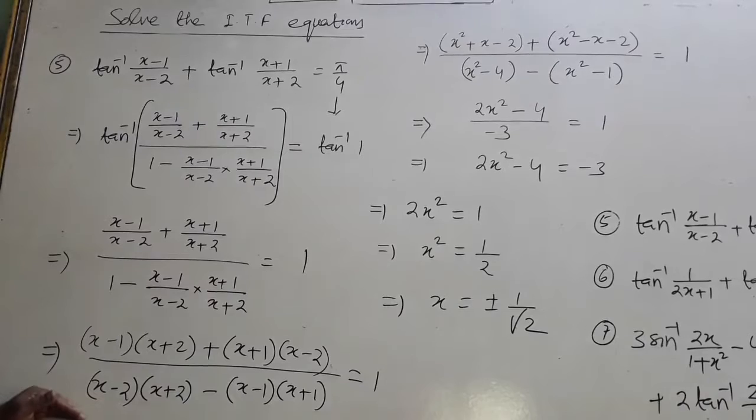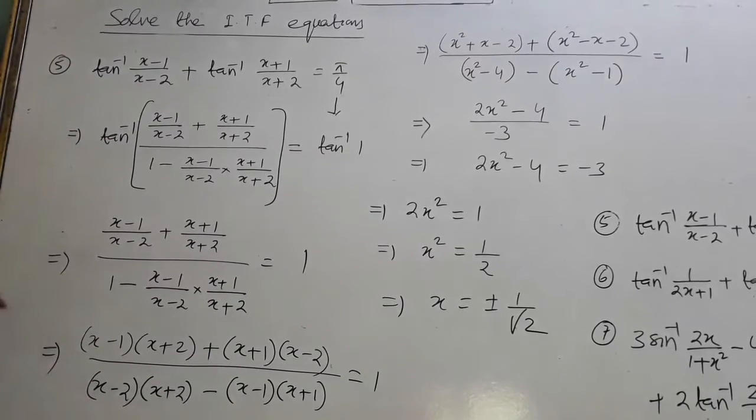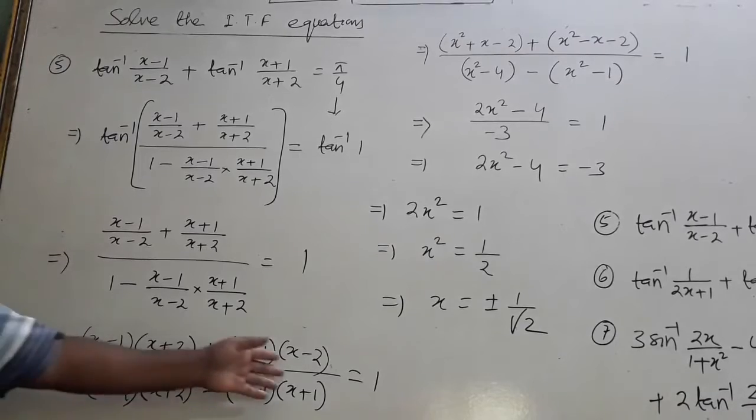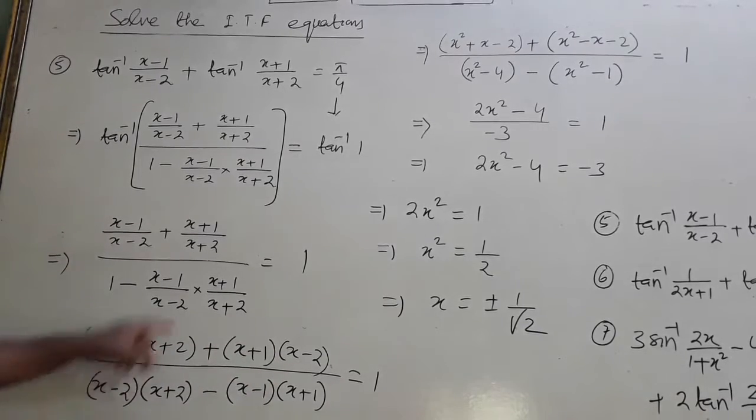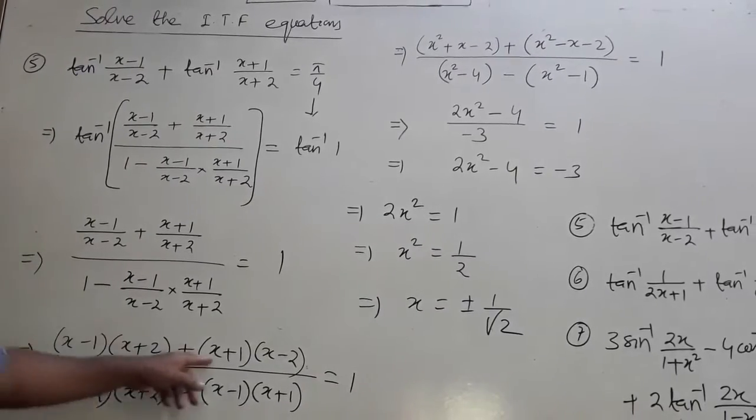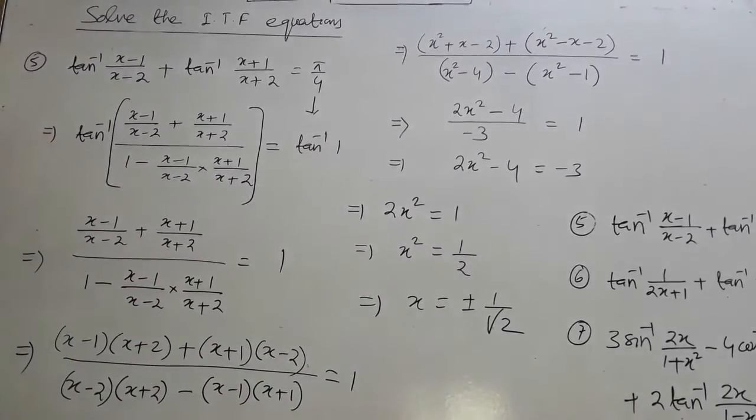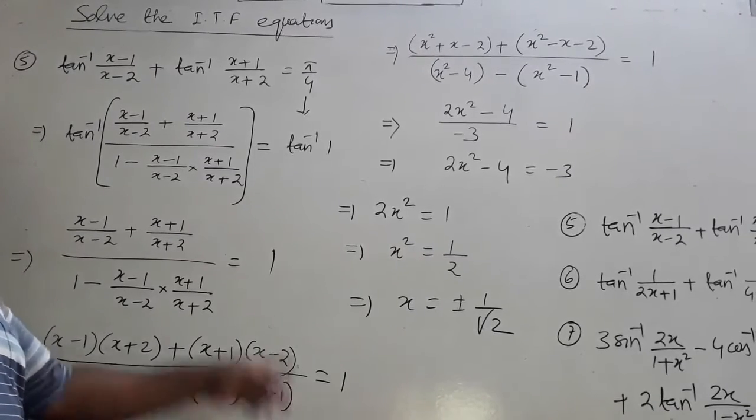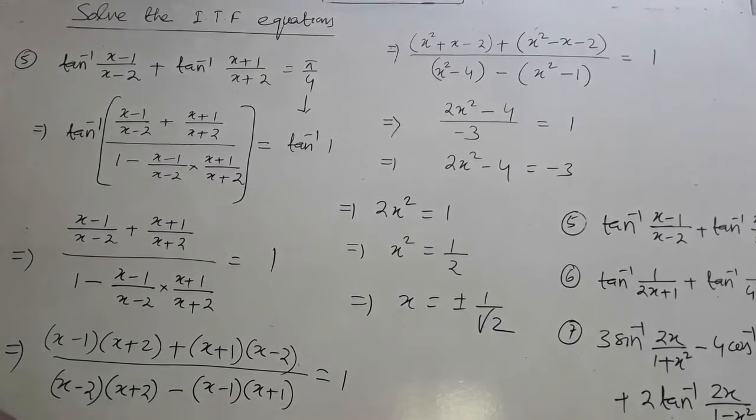The equation becomes this. Two methods: take the LCM, multiplying (x minus 2) into (x plus 2). This equation becomes this, and after simplifying, it is x square plus x minus 2. And after simplifying this, it becomes x square minus x minus 2. And the denominator becomes x square minus 4.